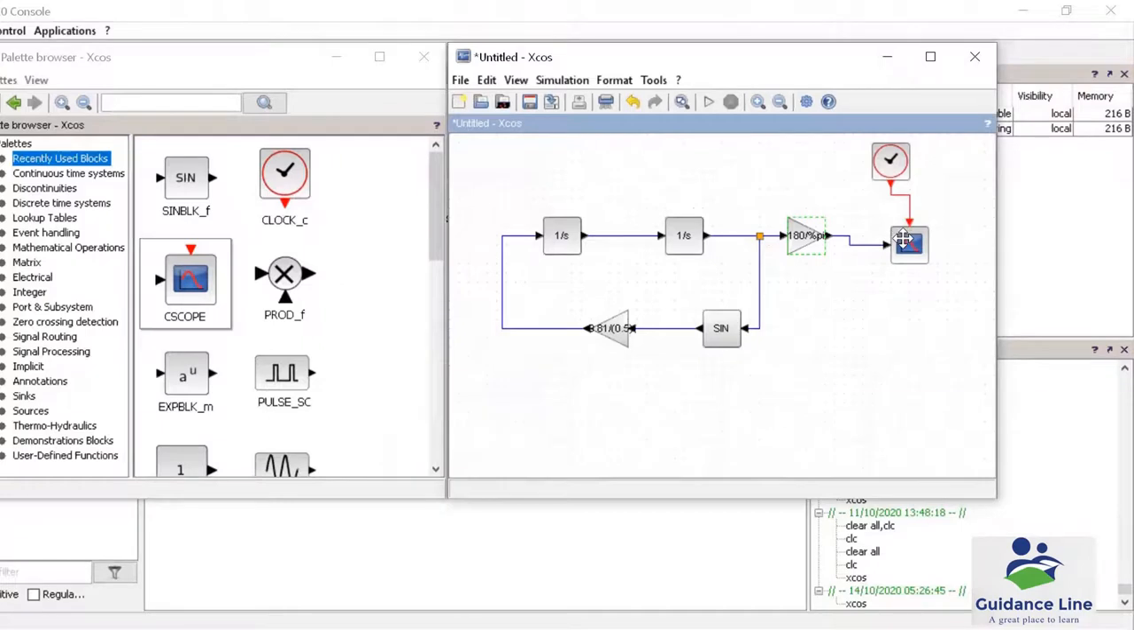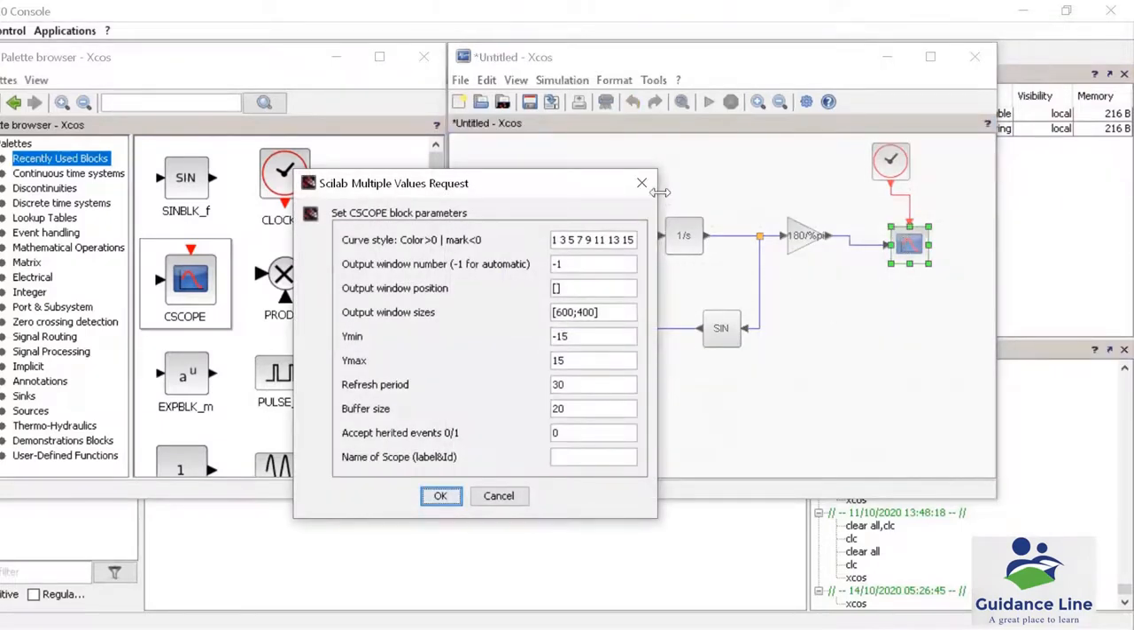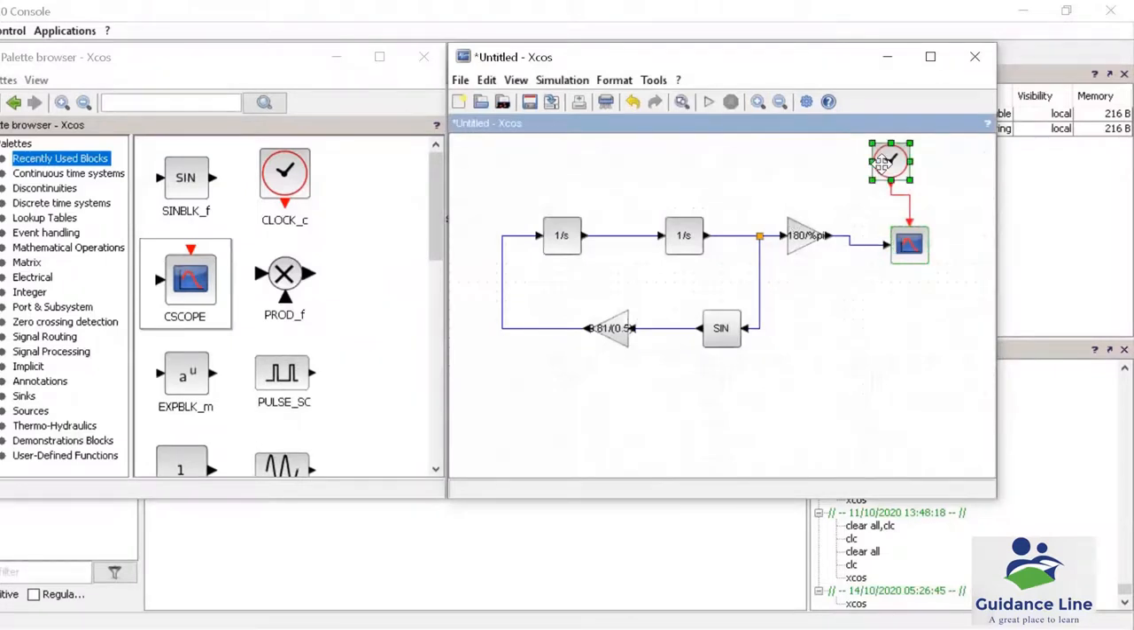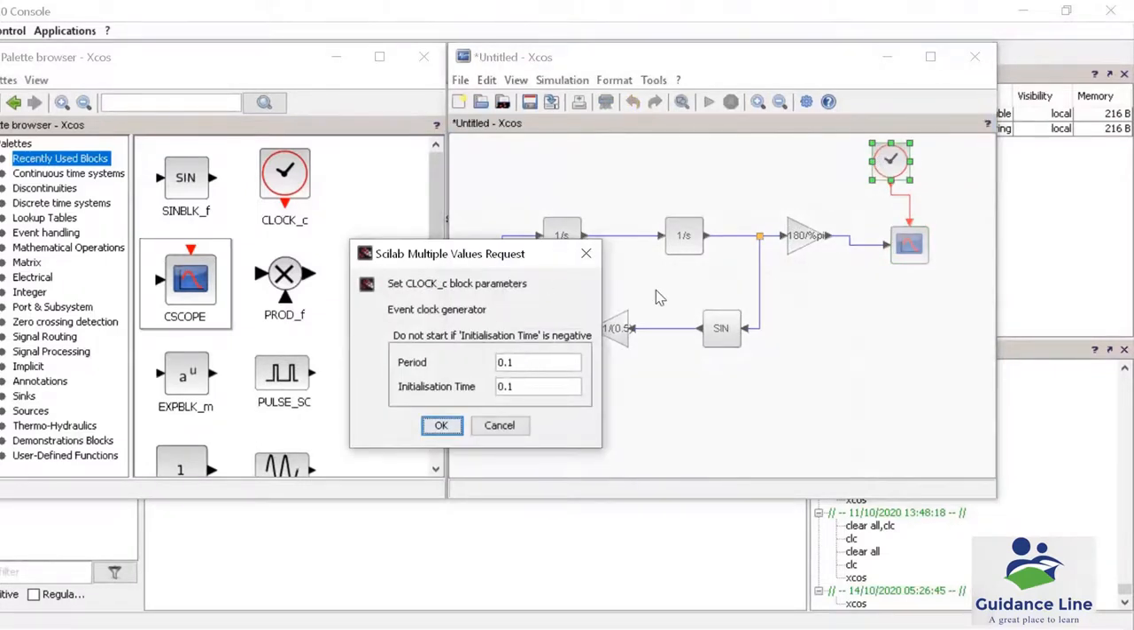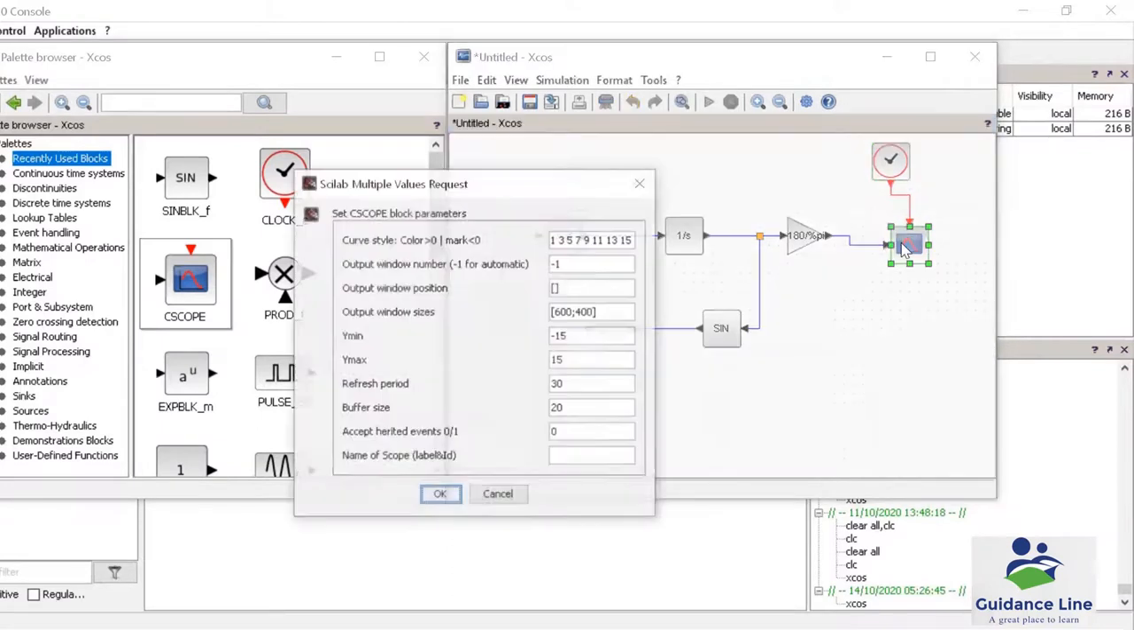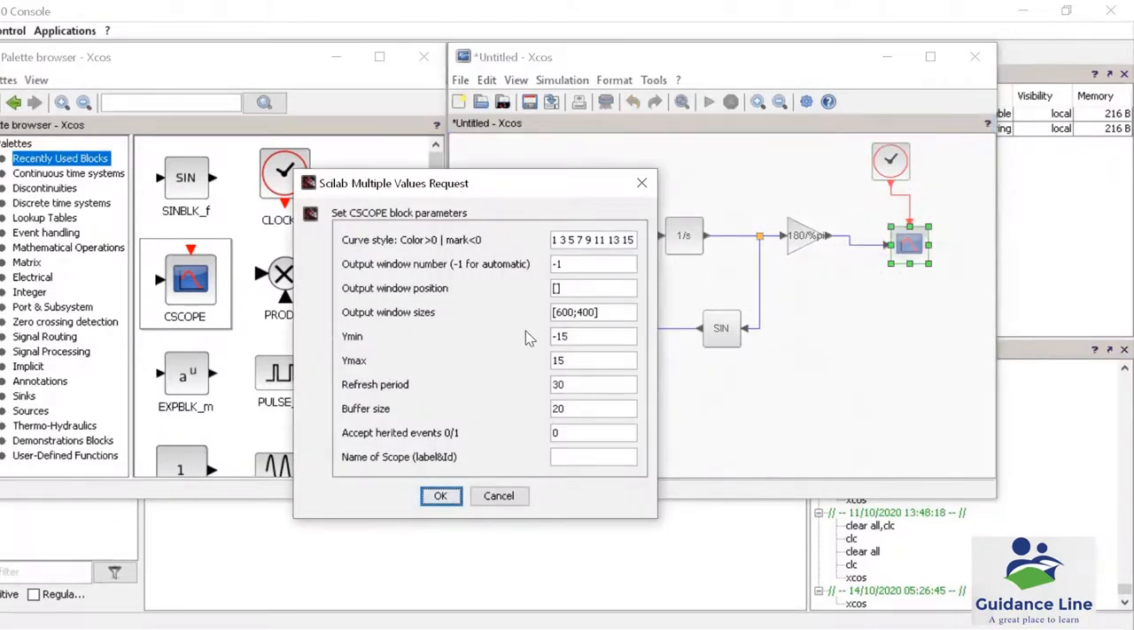And now we are checking the output of the Scicos block. Before that I am making some modifications in the clock. So the period is 0.1, which is presenting the sampling period. Since the processor is digital, we are required to sample the output so that we can see it on our computer screen, and the initialization time given is 0.1, which I am making 0. Next we have the output. In the output, y minimum is -15 and y max is 15, which I am not modifying.